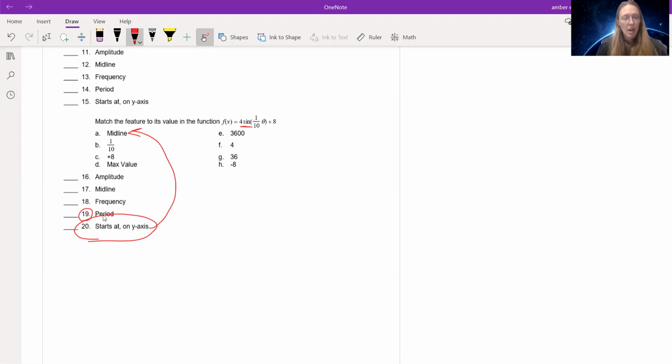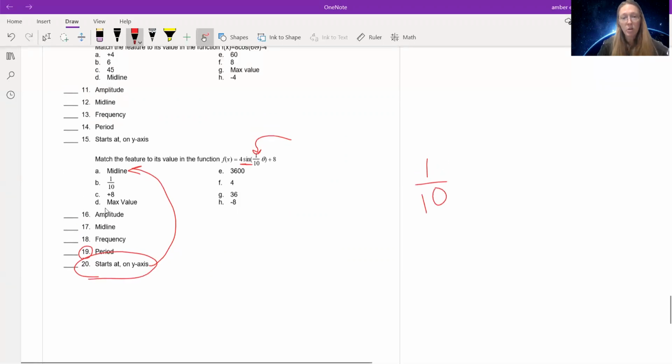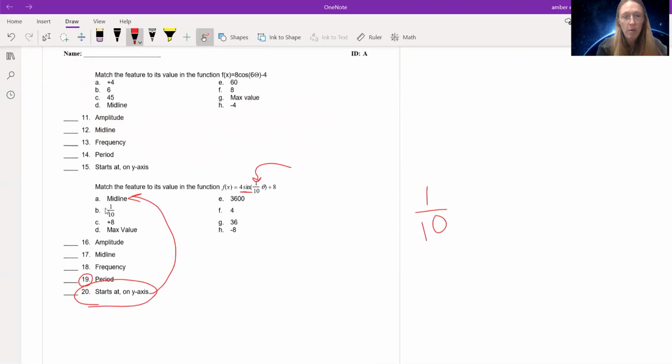Okay. Then, all right, so for the period, we know that the frequency is this number. Is it working? There we go. The frequency is that number right there, 1/10. All right, so any other time we've been doing these, say for example, in this one, if the frequency was 6, we would take 360, divide it by 6 to get 60. So our period in this case would be 60.